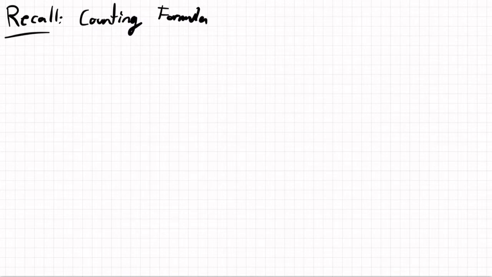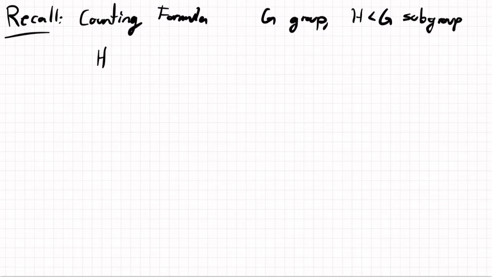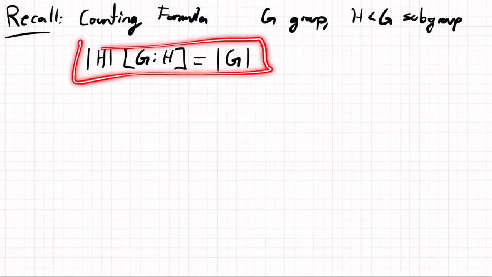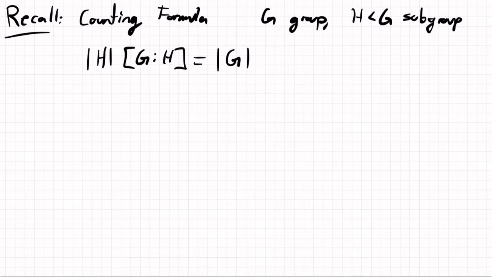So recall the counting formula. The counting formula tells us that if G is a group and H is a subgroup, then the order of H times the index of H in G, that is the number of cosets, is equal to the order of G. And we derived this just from the axioms for what a group is, what a subgroup is, and what equivalence relations and partitions are.